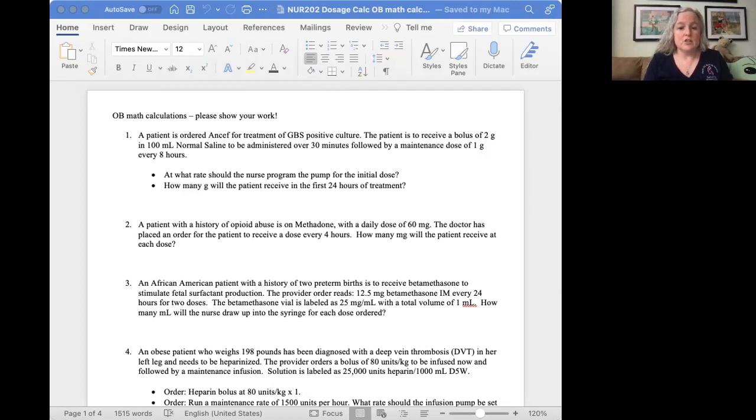The first part of this question asks, at what rate should the nurse program the pump for the initial dose? So what we want to do is the number of milliliters per hour is equal to the milliliters ordered over the minutes ordered times 60 minutes in an hour.